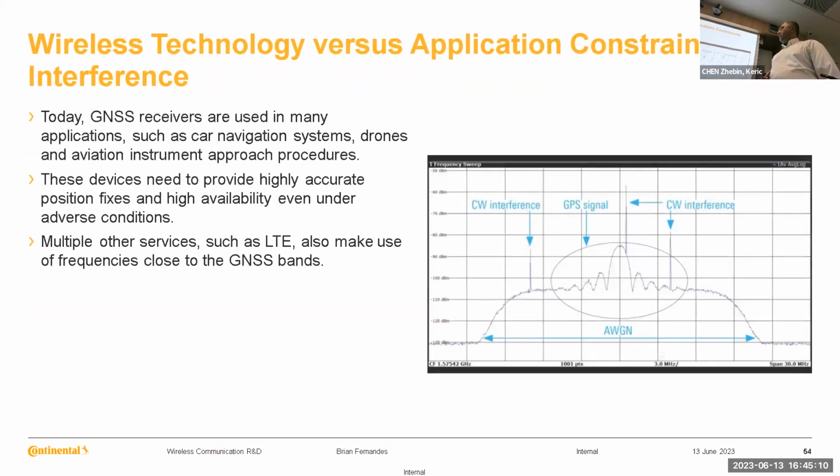And then, of course, you have standard interference, noise sources affecting your application. Here you see a GPS signal affected by CW interference. GNSS signals are also very close to some of the LTE bands, and potentially LTE can overpower the GNSS in these bands. GNSS is our global navigation satellite systems.